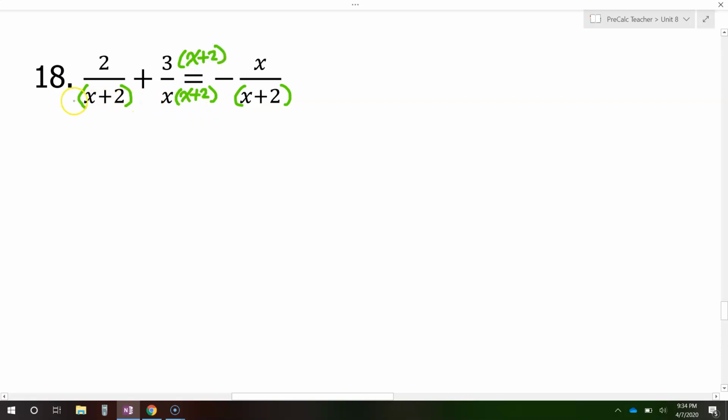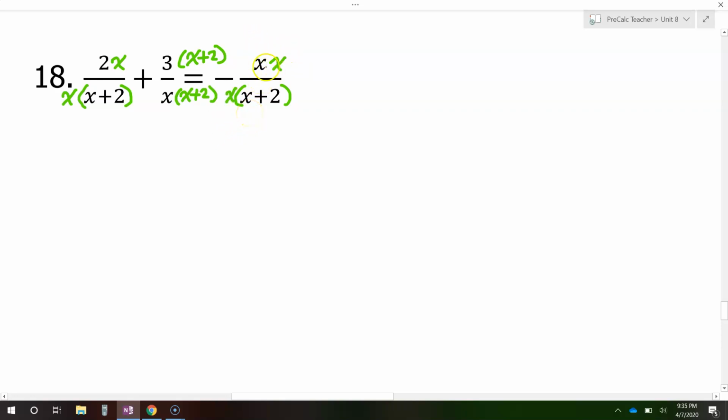All right, now all of the denominators have x plus 2. The only difference is the middle one has x plus 2 and it has an extra x. So I need these to have an extra x as well. So that's why I'm going to multiply the numerator and the denominator by x. All right, so now they match. And I'll do the same thing here. I'm going to multiply the numerator and the denominator by x.